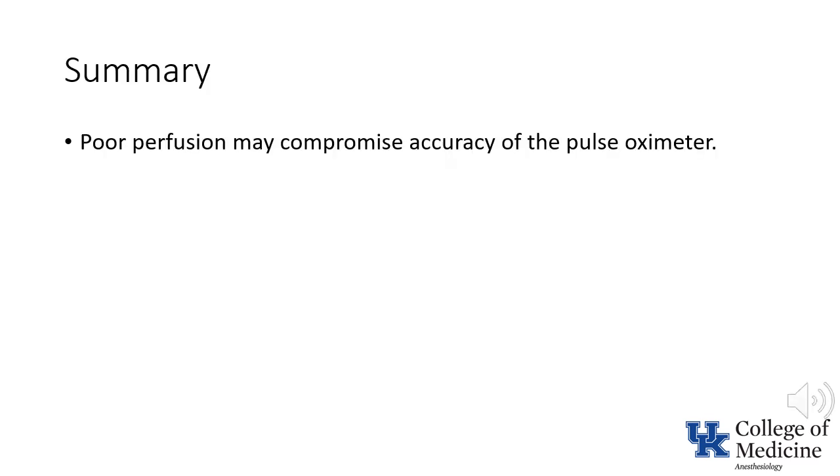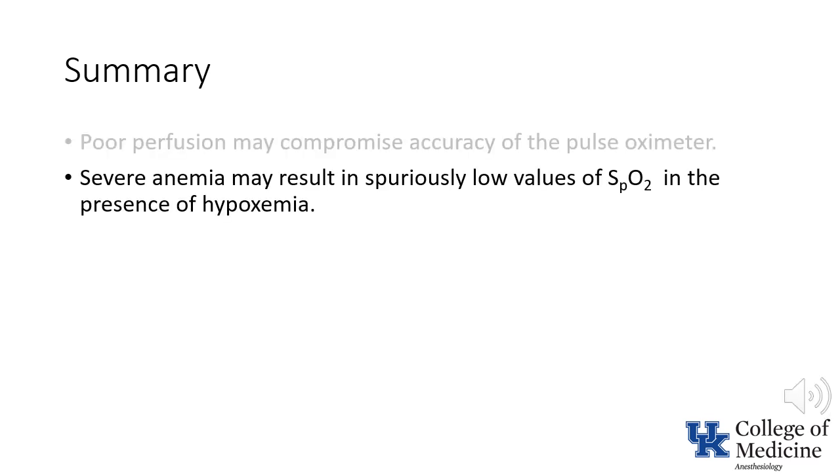Because under normal circumstances, only a very small portion of light from the LEDs actually reaches the sensor, and because pulse oximetry measures changes associated with pulsation, the decreased amplitude of the pulse oximeter wave may compromise the accuracy of the pulse oximeter or may make it difficult for the device to detect a pulse at all. The more severe the anemia or the hypoxemia, the less accurate the measurement.